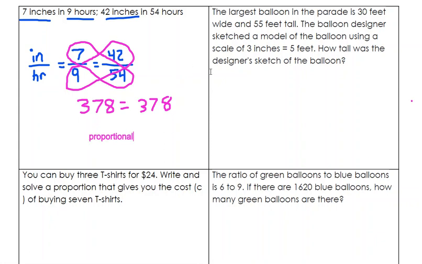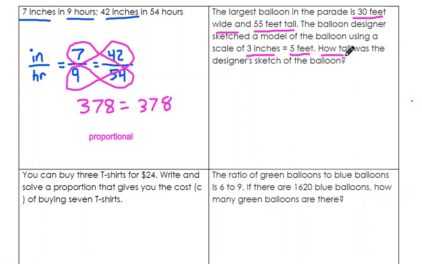Okay? All right, let's try another one. The largest balloon in the parade is 30 feet wide and 55 feet tall. The balloon designer sketched a model of the balloon using a scale of 3 inches to 5 feet. How tall was the designer's sketch of the balloon?